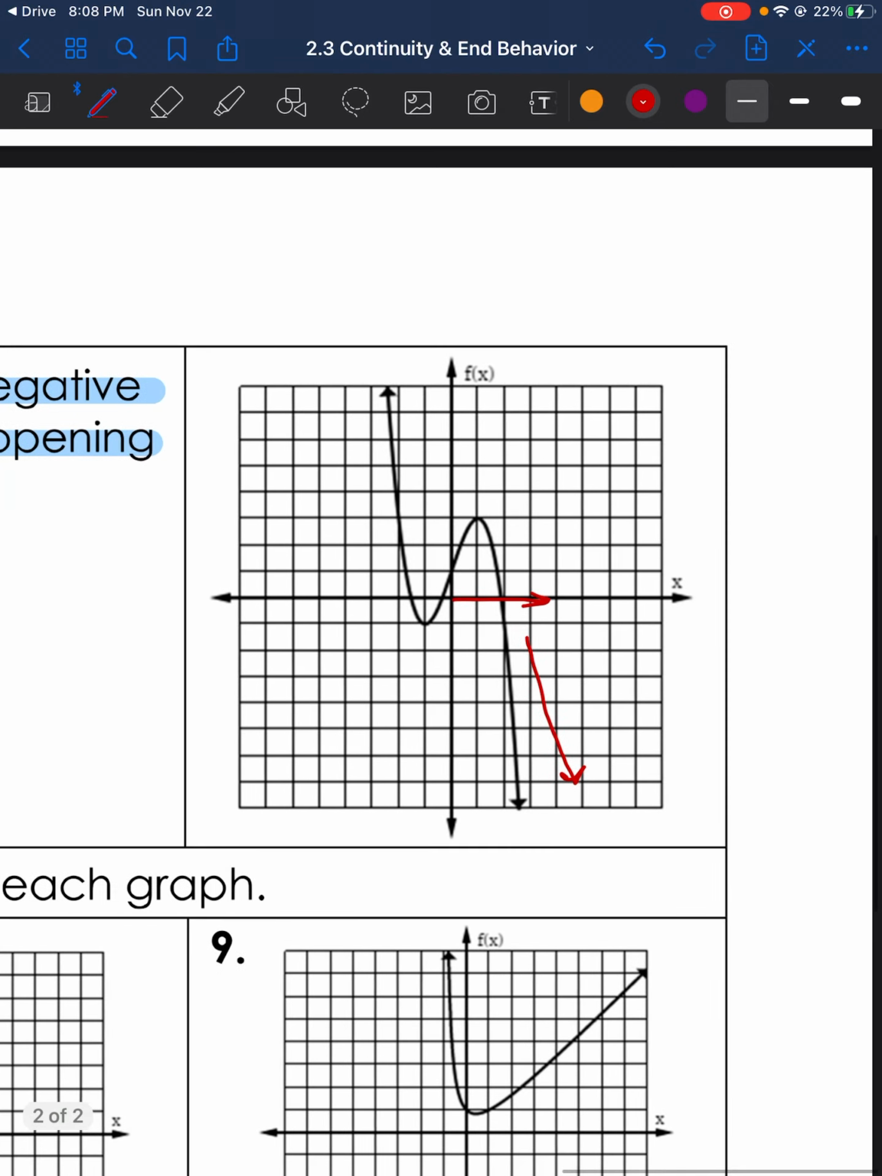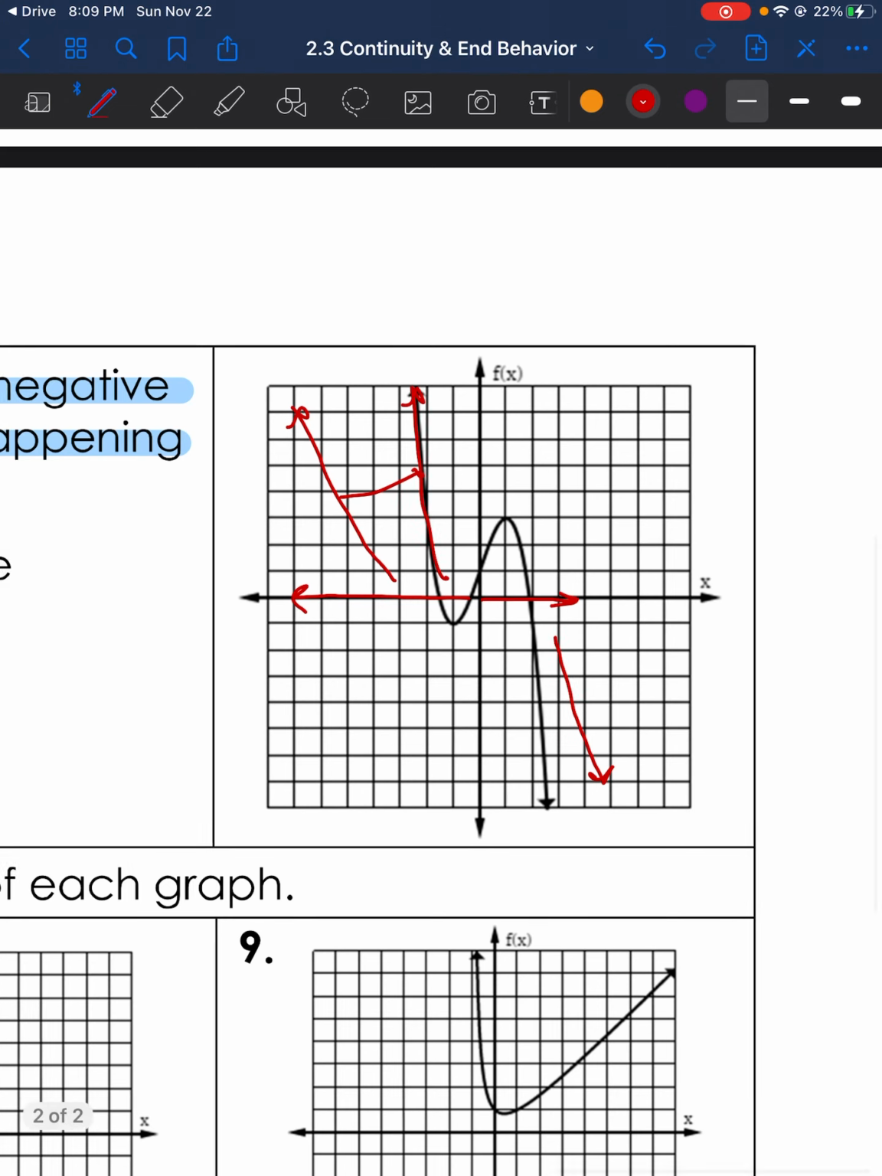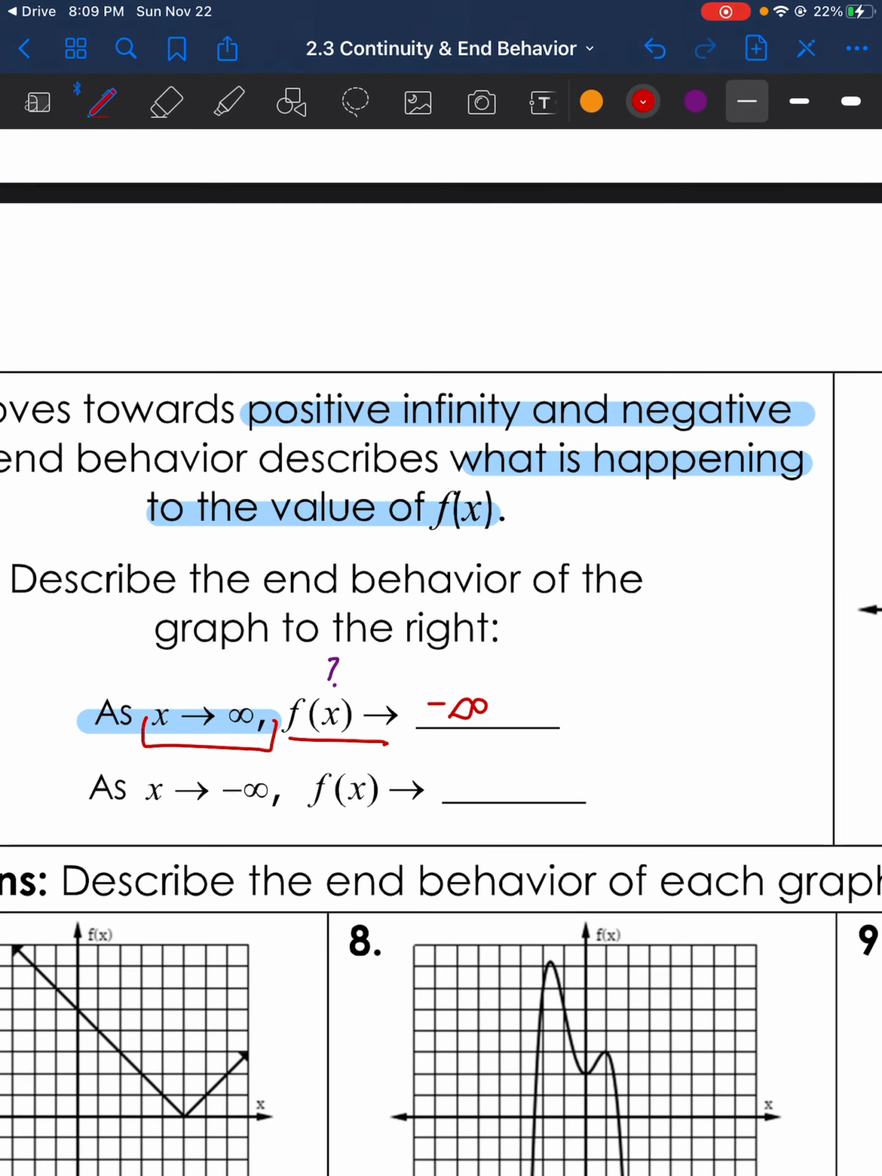Okay, and then we'll look at this from the other side, as x approaches negative infinity. So as our x values get smaller, what are our y values doing? Well, they're getting bigger and bigger and bigger right here, right? So as x continues to get smaller, y will continue to get bigger. So as x approaches negative infinity, f of x approaches positive infinity.